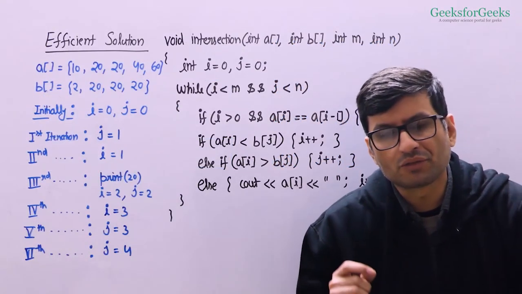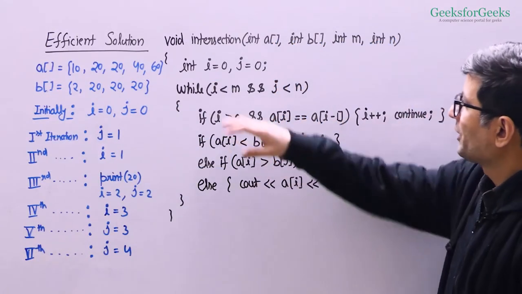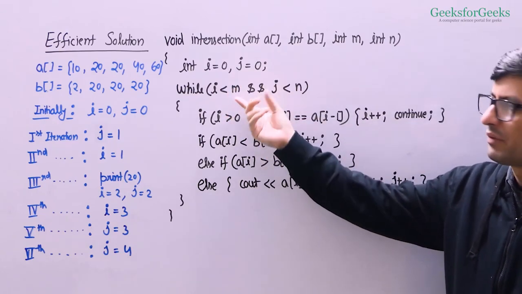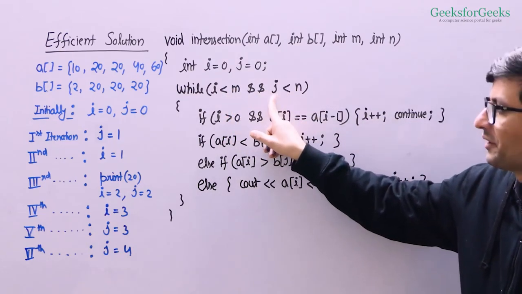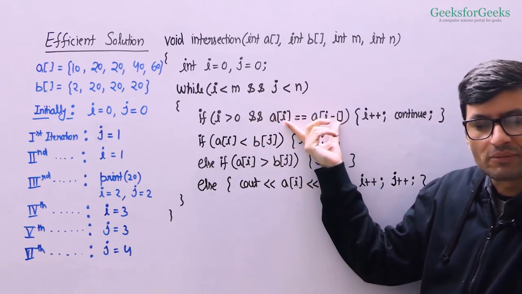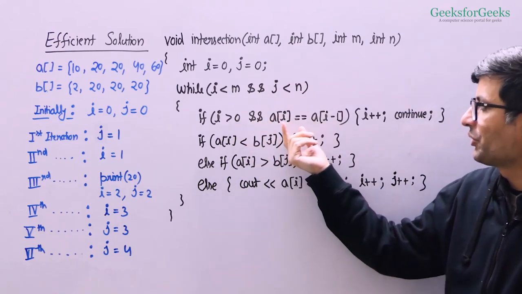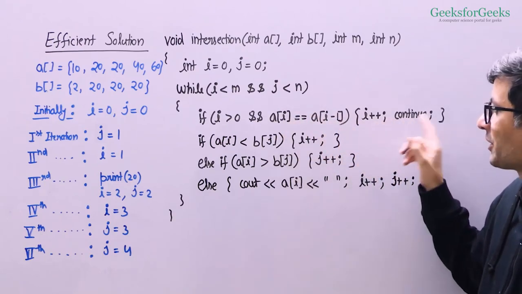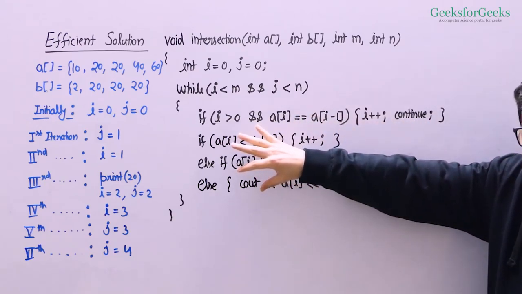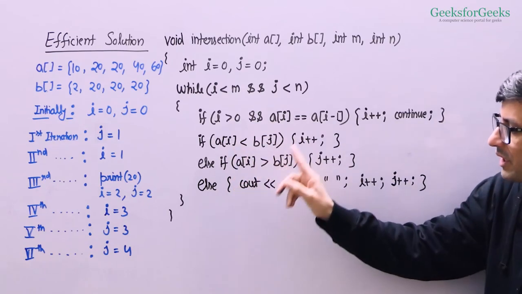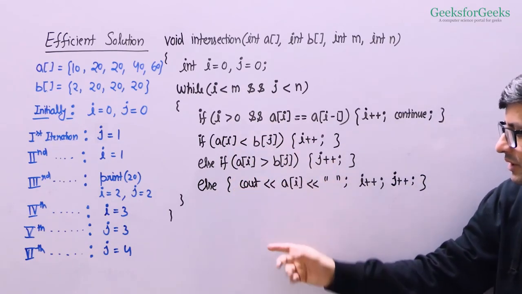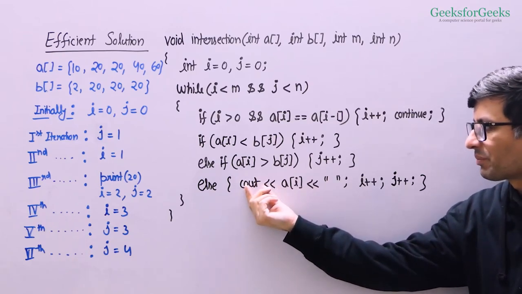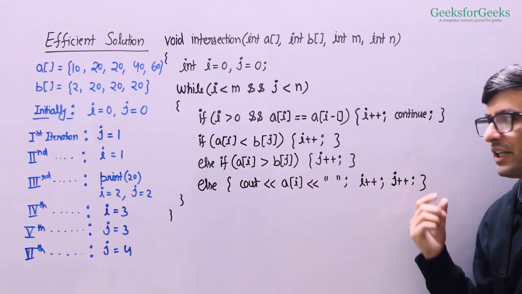Here is the implementation of the efficient approach. We have i and j initialized as 0. We are running a merge type of loop: i is smaller than m and j is smaller than n. Inside this loop, we have the same condition as the naive solution. If i is greater than 0 and arr[i] is the same as the previous element, we do i++ and continue. And then the three conditions I just discussed. If A[i] is smaller, do i++. If B[j] is smaller, do j++. If they are the same, then print the current element. In Java, you can use System.out.print, and increment both i and j.